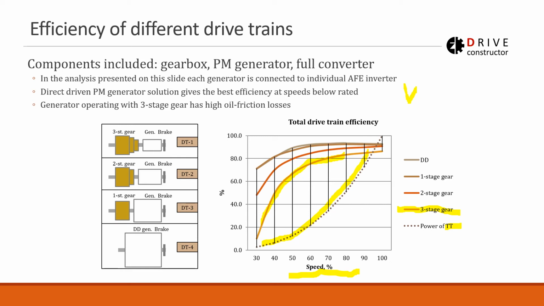So here it is quite clear that DD, which is direct drive, has the best efficiency across the speed and load range in this particular system. So this is important to remember. Partial load efficiency and number of stages in the gearbox.